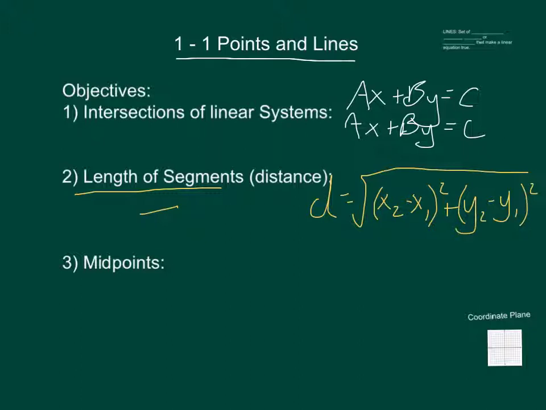And then our last objective is going to concern midpoints, to find the midpoint between two different points. We usually say the midpoint, capital M, and it doesn't have to be capital M, you can call it whatever you want, is the sum of the x coordinates cut in half, comma, the sum of the y coordinates cut in half. That's how you find the midpoint.